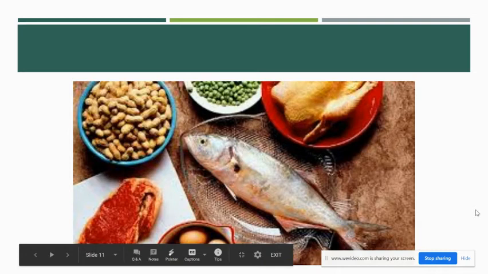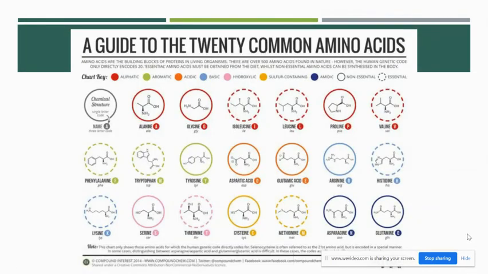Okay, so here are the common 20 amino acids. And then, like I said, cells combine these all and form all different types of proteins. These are the 20 common ones. The chart does say that there are over 500 amino acids found in nature, but when it comes to humans and our genetic code and DNA, we only use 20 essential amino acids.